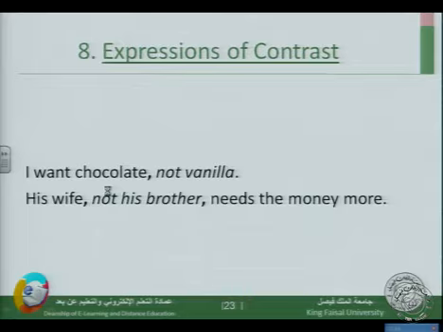Also, we put a comma with an expression of contrast. "I want chocolate, not vanilla." Notice we used a comma before this negation. "His wife, not his brother, needs the money more." Notice it is between two commas.